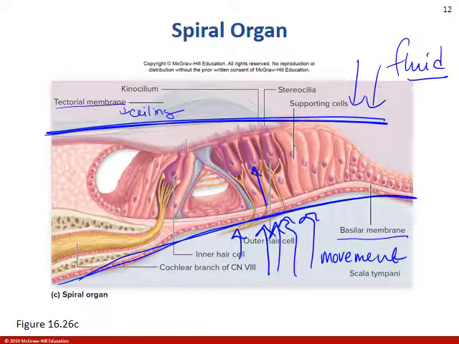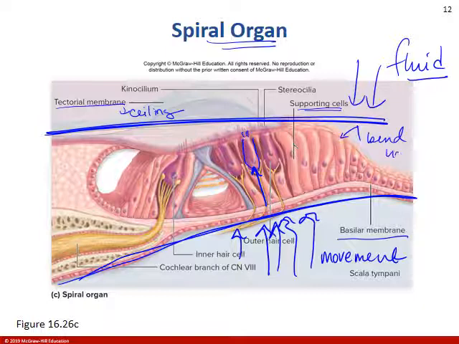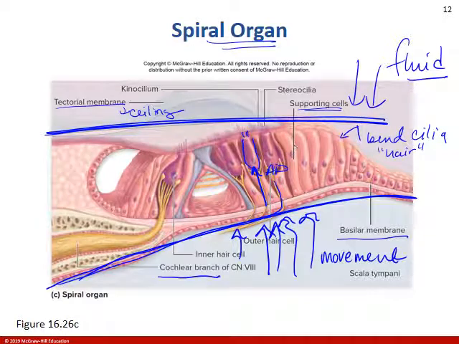and that's pressing on the cells here, these supporting cells of the spiral organ. And these cells have little hairs on top of them. And what happens when the hairs reach the ceiling? They bend. So if you have a bend in the cilia, that is enough to generate an action potential, and then that action potential will travel on the vestibulocochlear nerve to the brain.